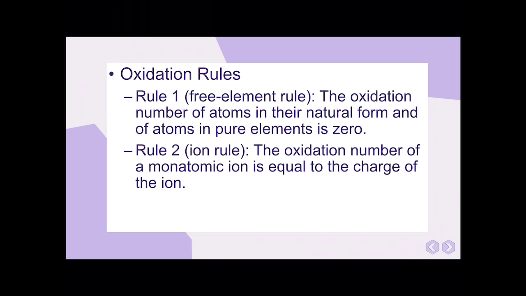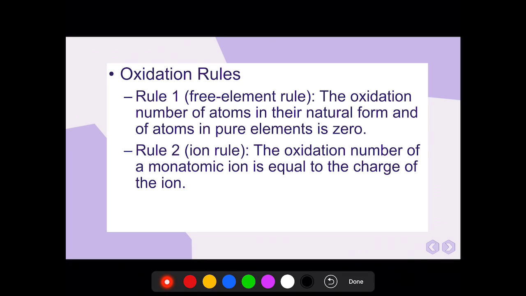Very important. The first rule, the free element rule: the oxidation number of an atom in its neutral form and of atoms in pure elements is 0. So if I were to write an element up here on the screen, maybe zinc, Zn, and I left it by itself, it wasn't bonded to anything, so you didn't have something like zinc chloride, you don't have that.